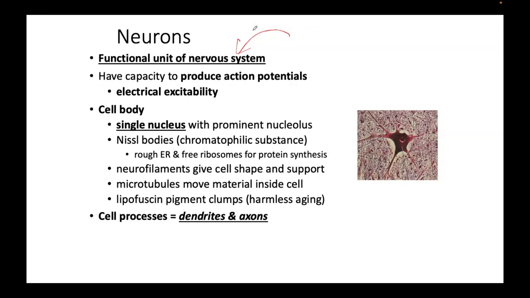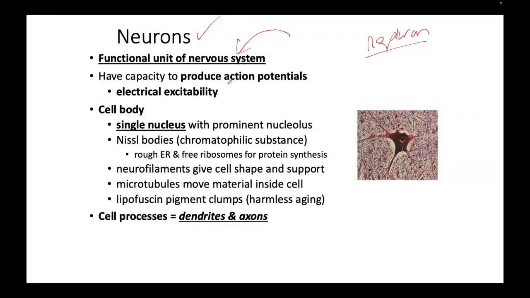A lot of times on these national board exams or state board exams, they like to ask the functional unit questions, like what's the functional unit of the kidney? What's the functional unit of the neural system? So the functional unit of the neural system is the neuron. That's the functional unit. Not to be confused with the functional unit of the kidney, which is the nephron, right? Don't confuse nephron with neuron. That's kidney.